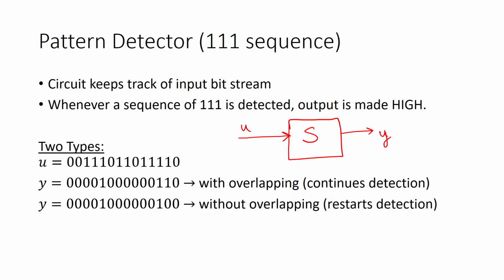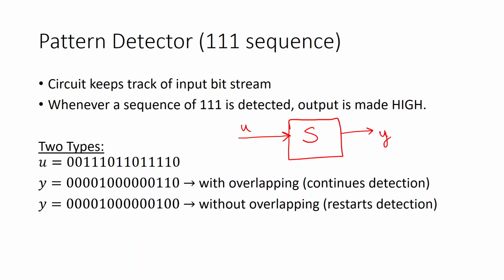So here we are trying to detect the pattern which is the 111 sequence. If 111 comes in the input, anywhere in the string of bits that are coming, when three ones come one after another, then we recognize that the pattern is there and we have detected that pattern.